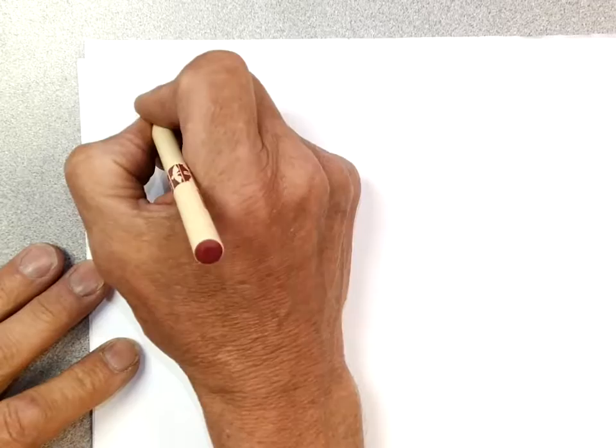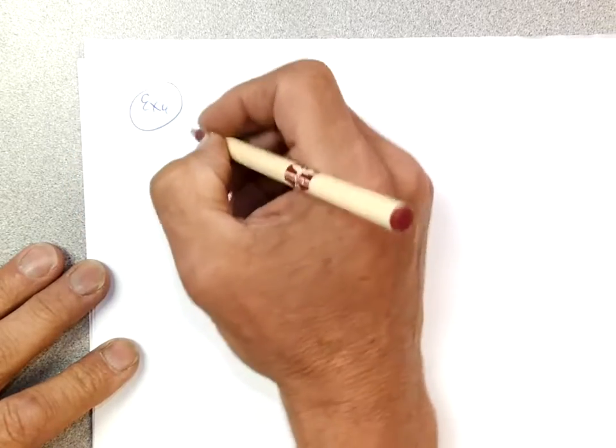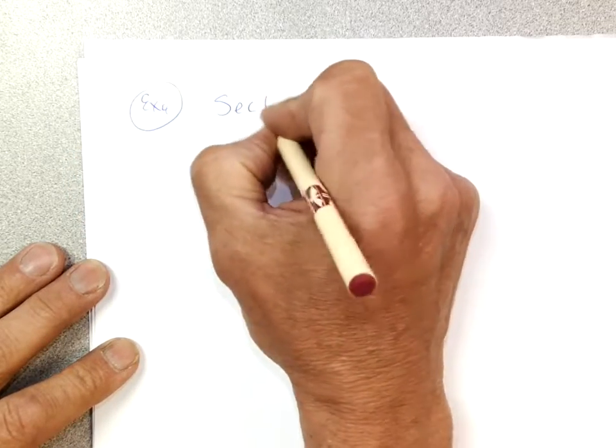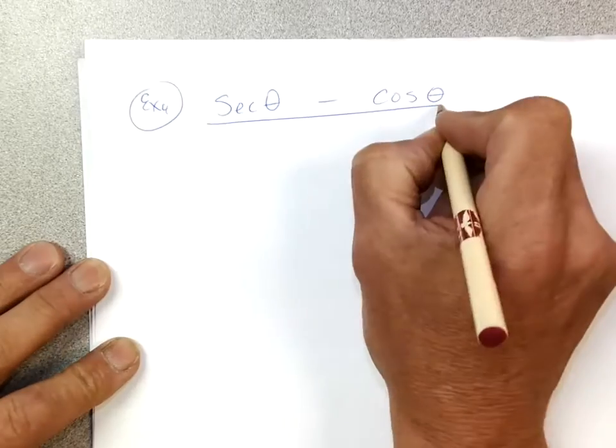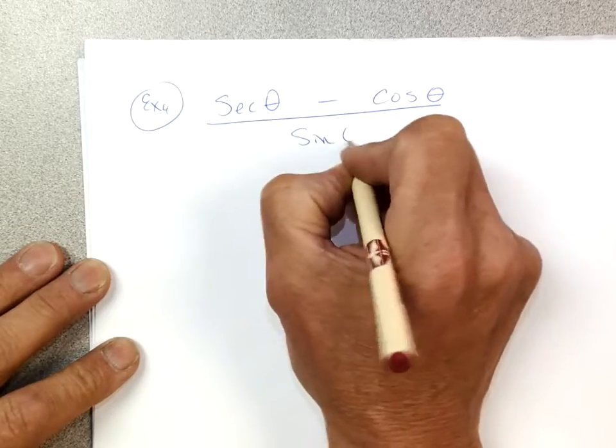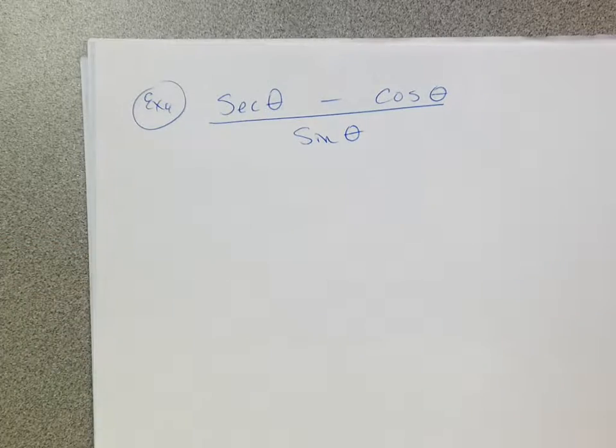Let's turn the page and do example 4. Again, I'm going to do it on this piece of paper because it takes a little bit of work. Example 4 is secant of theta minus cosine of theta, all over sine of theta. Well, what am I going to do?